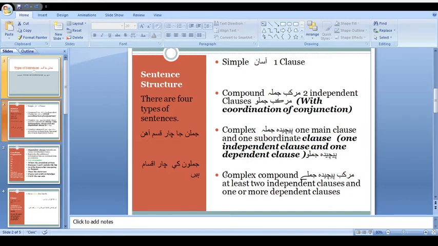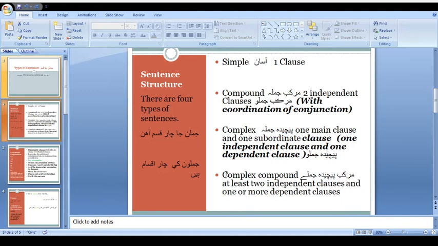The fourth one is complex-compound, which is a combination of the second and third types. So it consists of at least two independent clauses and one or two more dependent clauses. As I mentioned, we'll be discussing this in the upcoming lesson. So one thing is clear: there are four types of sentences: simple, compound, complex, and complex-compound.